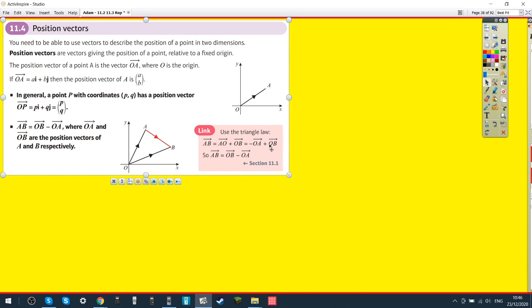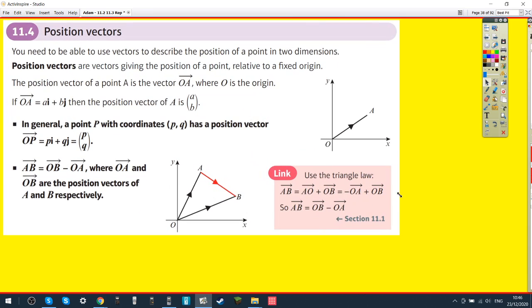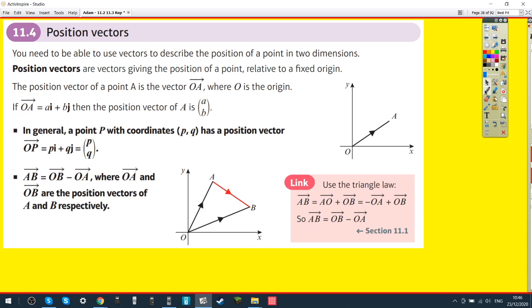Okay, position vectors. A position vector starts from the origin. So a position vector starts from 0, 0, and let's say if it was 3 to the right and 4 up, then as a position vector it's 3, 4. Most vectors are just anywhere, like 3 to the right, 4 up, but just in general, whereas a position vector starts from the origin.